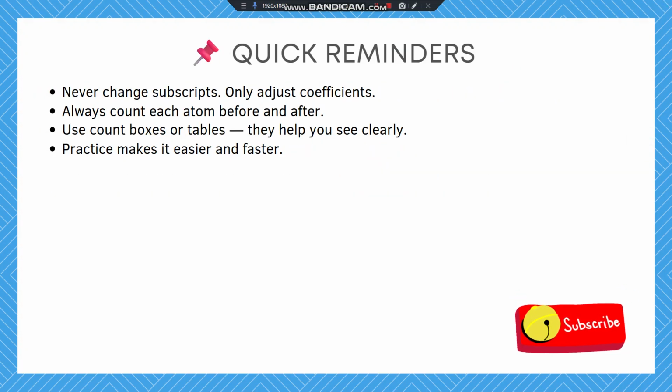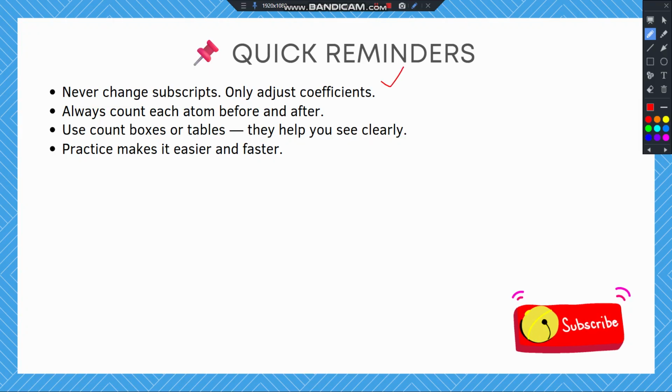So here's a quick reminder of all we've been saying since the commencement of this video. Never change a subscript. Changing a subscript is like changing the identity of a chemical element or compound. So only change coefficients. Next is to always count each atom before and after you change a coefficient. Use count boxes or tables. They help you see clearly and keep track of the number of atoms of each element that you're balancing. And then finally, practicing makes it easier and faster. It's just like learning to ride a bike. The more you practice, the more adept you get at it.